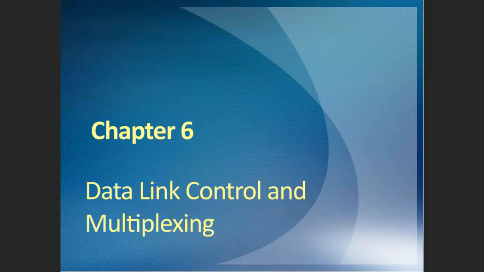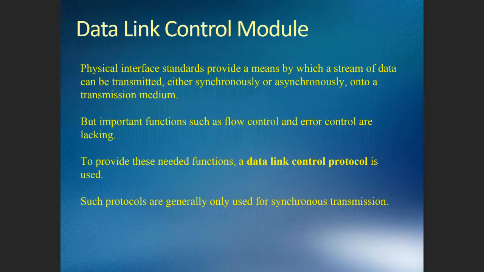So in this chapter, chapter 6 of telecom and WAN security, we will discuss and explain data link control and multiplexing. Okay. Data link control module.